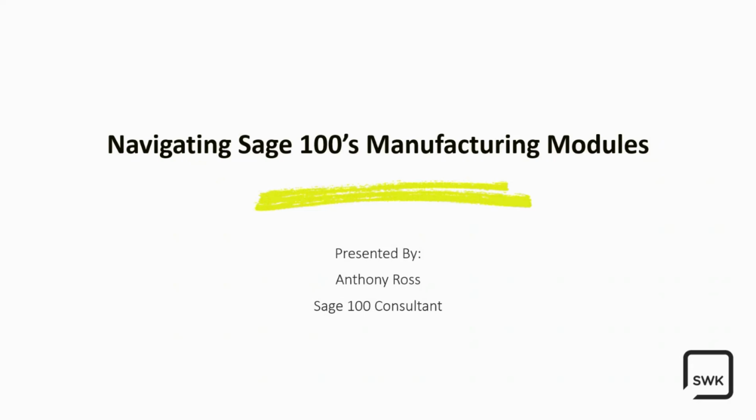Thank you very much. Yes, today we're going over navigating Sage 100 manufacturing options, of which there are what I would consider to be two main options and one obsolete option. Also, we are going to hit on briefly discussing the work order module, which some customers that have had Sage a long time may recognize.